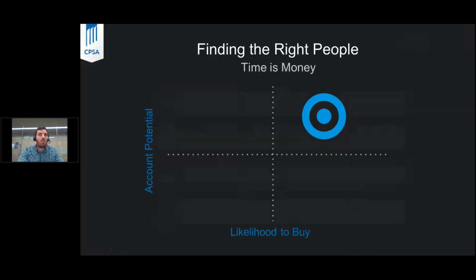So finding the right people looks like this to me, right? What's an account potential and what's the likelihood to buy? These are my bets for the quarter. Right, and then we make some side bets along the way into this graph that fit into time versus impact, right? And we all do this. We all look at structuring our day, not even in a work environment. We do it in a social environment too. Okay, so how do we get there?